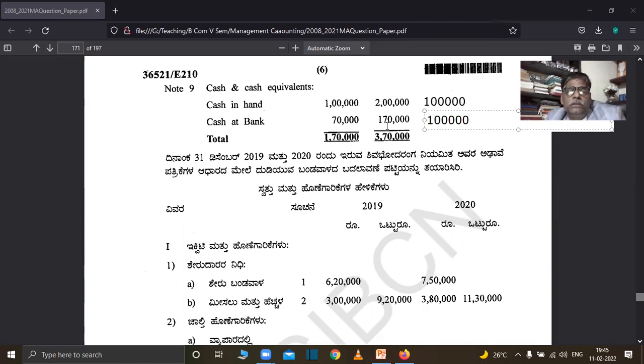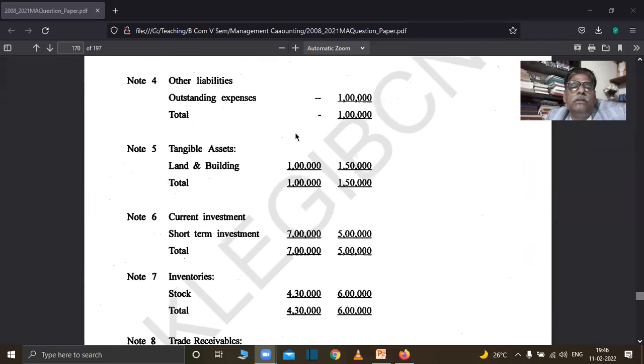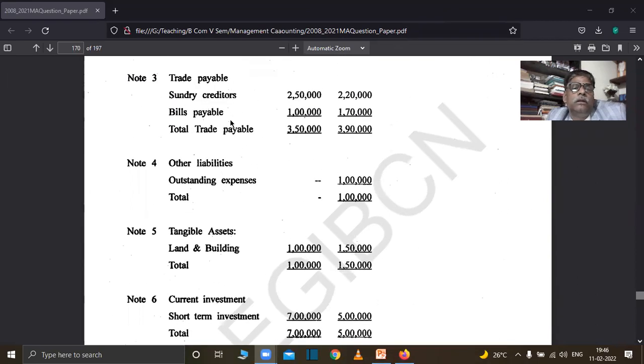Next column is decrease column. First column previous year, second column current year, third increase, fourth decrease. Like this, you make the columns and write the entry. Clear? Assets completed. Then you write the liabilities. What are the liabilities? You see here, these are the liabilities. First is sundry creditor. Sundry creditor amount, you see here.